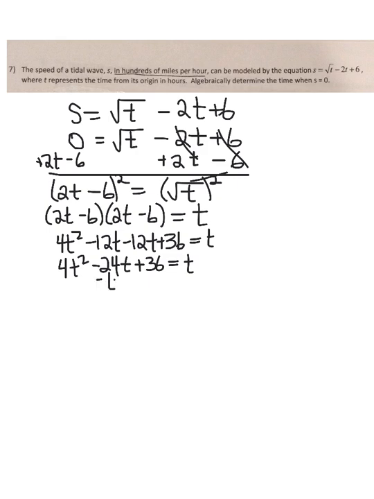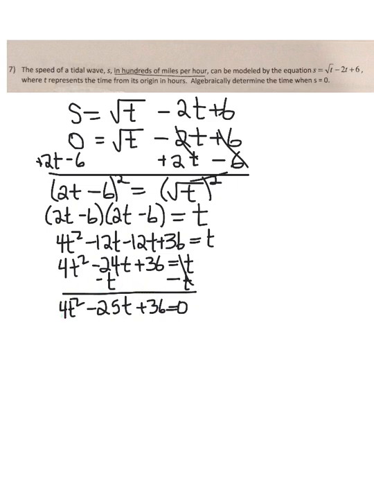Then I'm going to move that T over, because I do have a quadratic. I have a T squared term, so I know that I'm going to end up having to factor this. So I'm going to bring down my 4T squared minus 25T plus 36, and that equals 0. Now we're going to have to factor this, but please be careful because this lead coefficient is not a 1, so we're going to have to rainbow that.